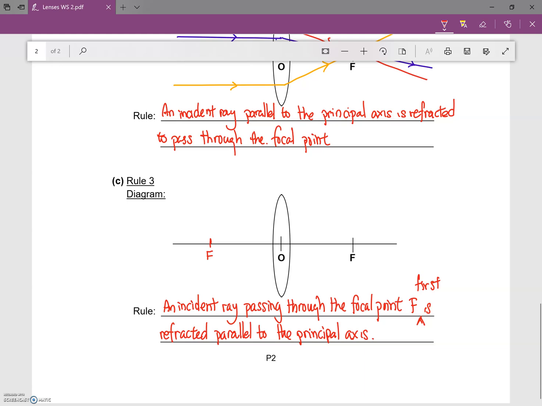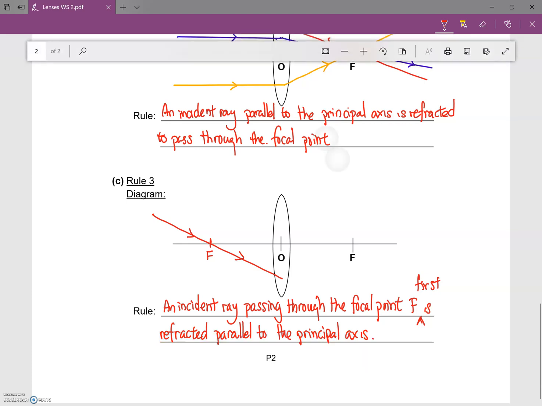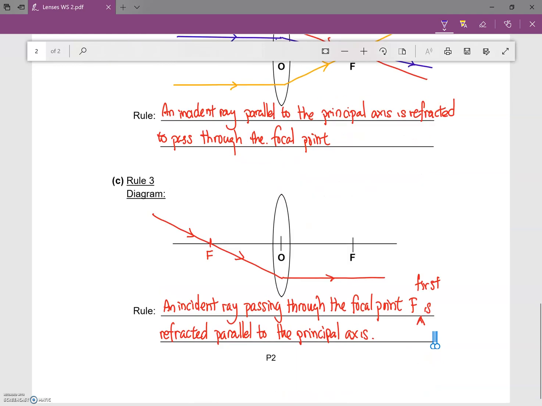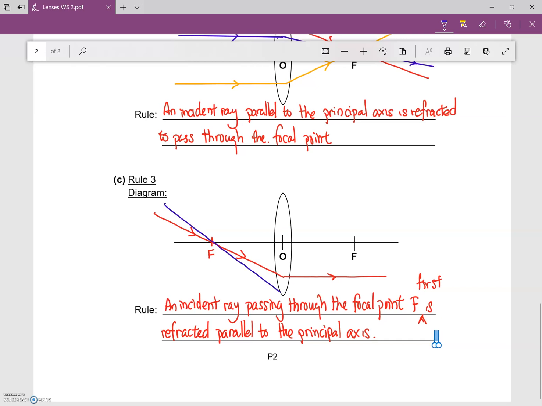So rule number 3 says, an incident ray passing through the focal point first is refracted parallel to the principal axis. Let's draw the first light ray. You can see here, it passes through the focal point first. After it passes through the focal point, the light ray is going to be parallel to the principal axis. What if I make the angle a bit steeper? Let's draw it like this.